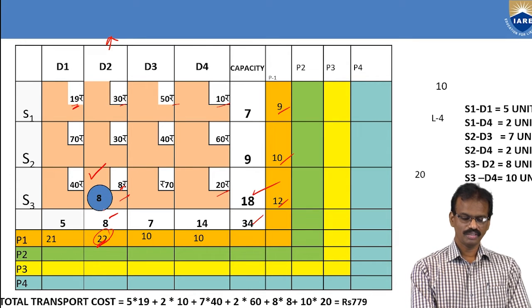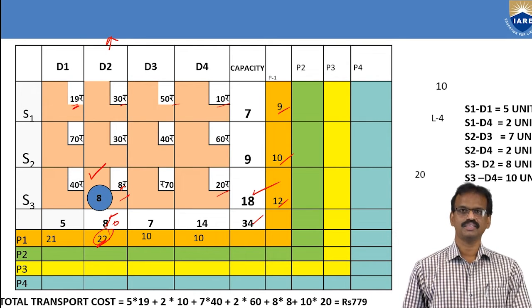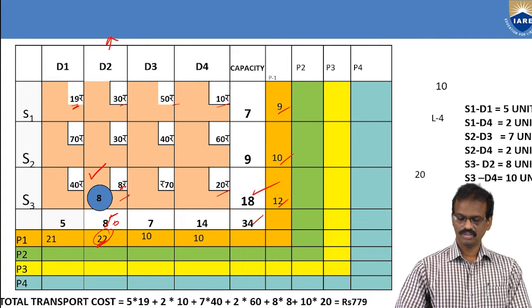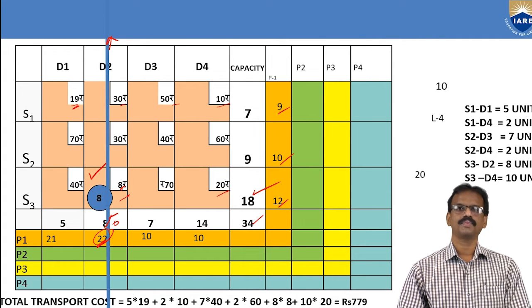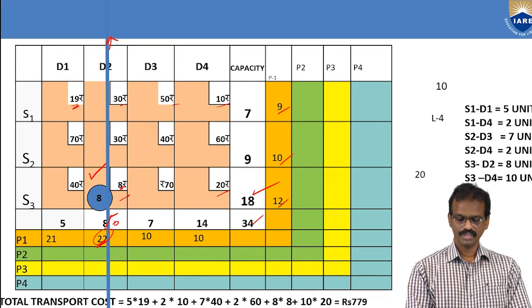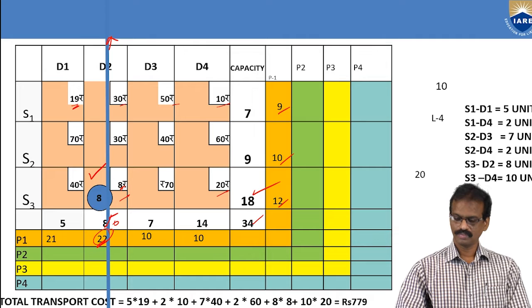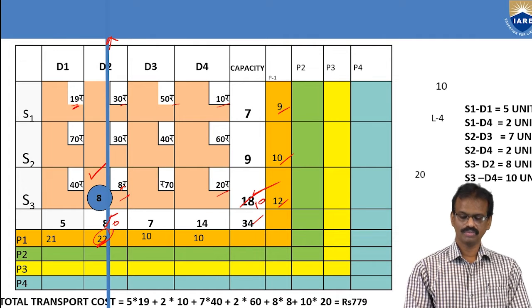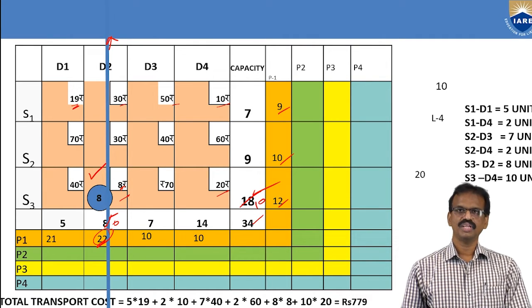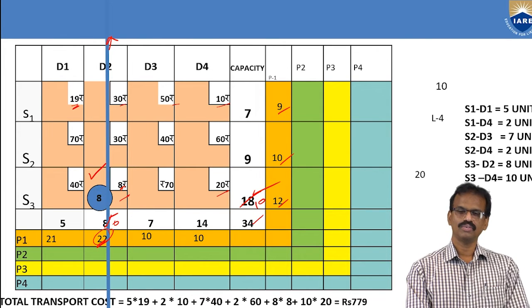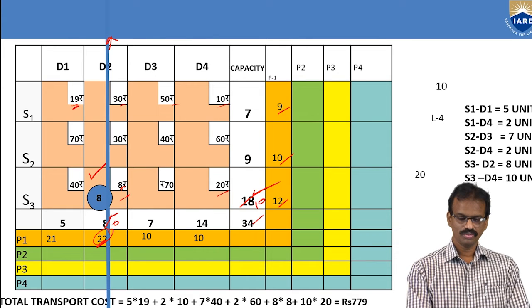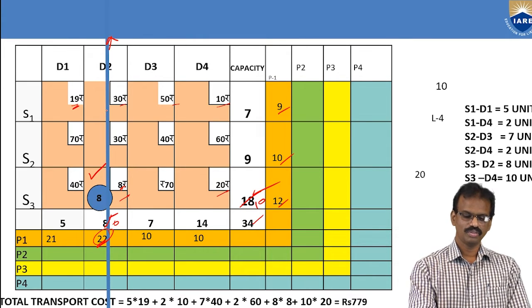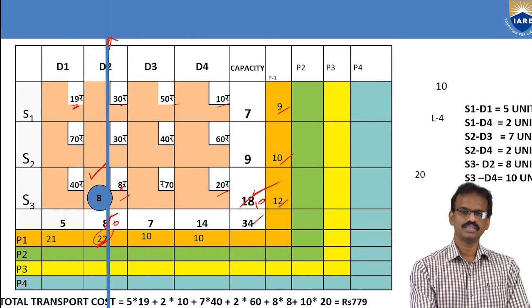If you allocate 8 here, then this 8 will be cancelled, the complete column will be cancelled. Here 18 minus 8, so 10 is the remaining value. Remaining value is equal to 10. So it is completed. Next, again you have to find out the penalties. That column was cancelled, so neglect that one. Then the remaining columns and cells you have to consider.